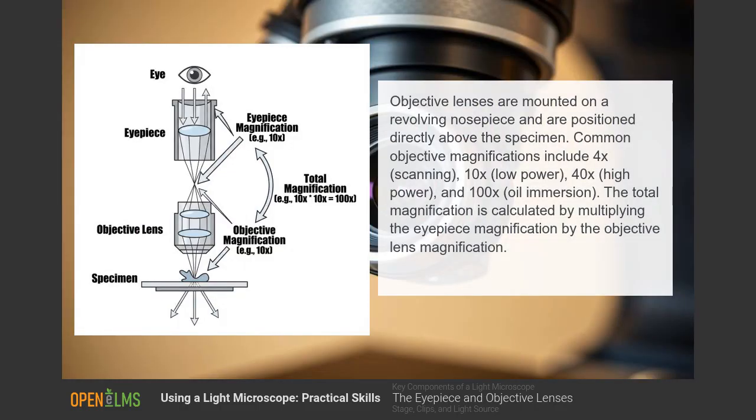Objective lenses are mounted on a revolving nosepiece and are positioned directly above the specimen. Common objective magnifications include 4x scanning, 10x low power, 40x high power, and 100x oil immersion. The total magnification is calculated by multiplying the eyepiece magnification by the objective lens magnification.